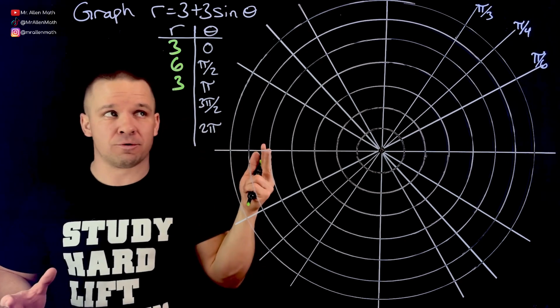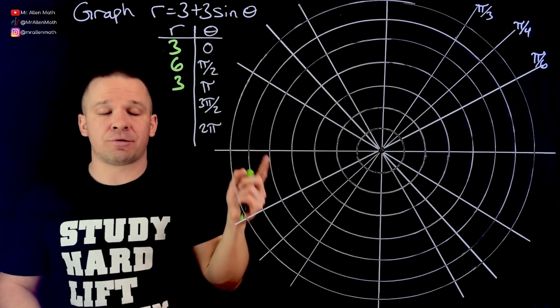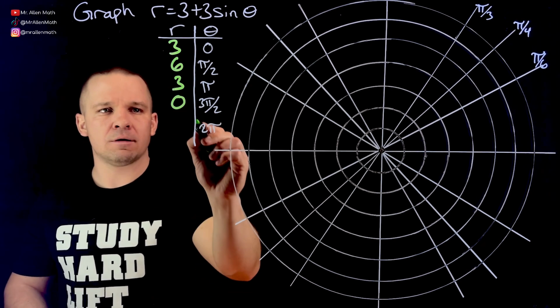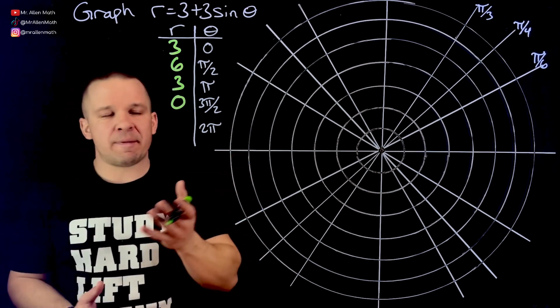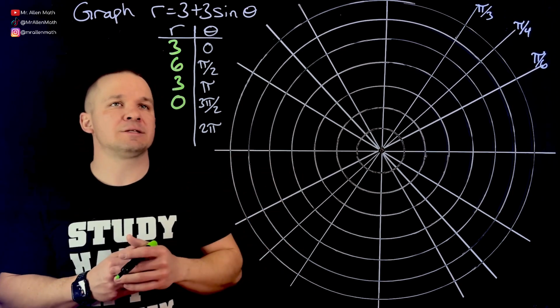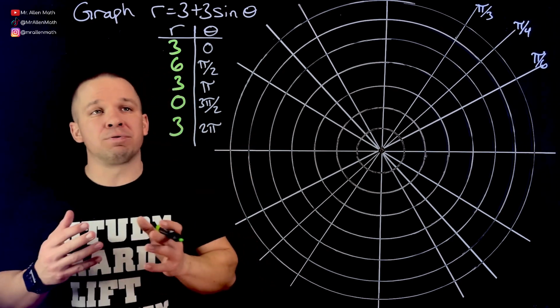Unit circle is super important, never goes away. All right, so then we have negative 1 times 3 is negative 3, plus 3 is 0, all right? And then 2 pi, swing all the way back around. So sine of 2 pi is 0, and then plus the 3 is going to give me 3. So now we're ready to plot this thing, right?